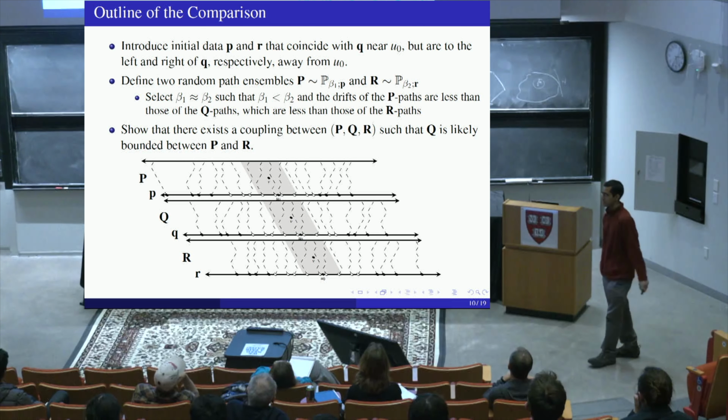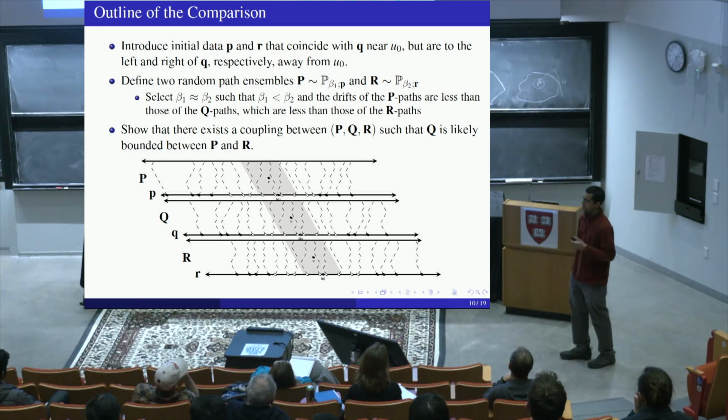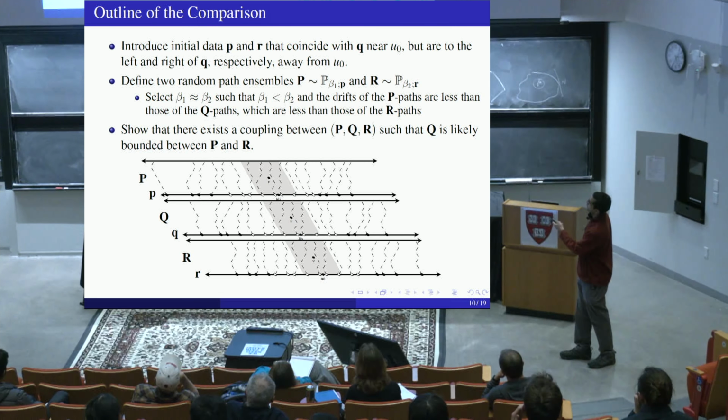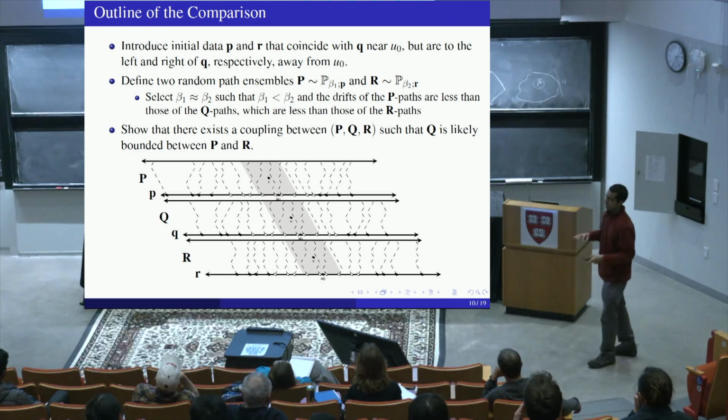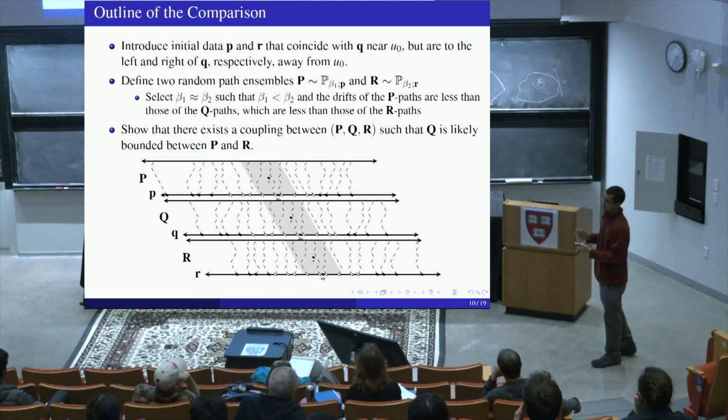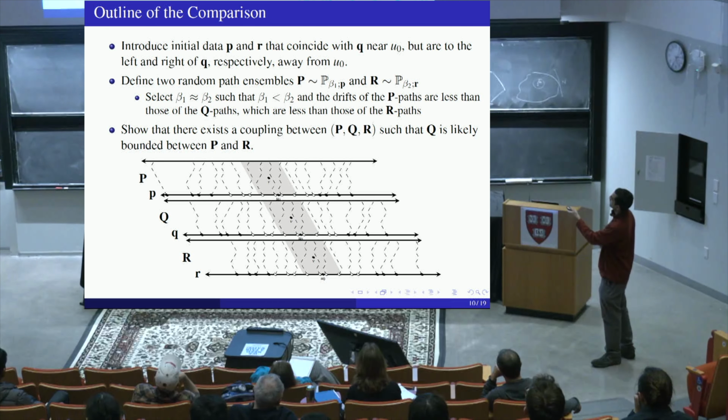So the initial data are going to be the following. You're going to introduce initial data P and R that coincide with U, where U is the step back point, coincide locally around U, but then are to the left and right of Q away from U. It's easier to see from the picture. So Q, which is the thing you got from the tiling, is in the middle, and P and R are on the top and the bottom. The white vertices are where everything matches, and the black vertices are where they differ.